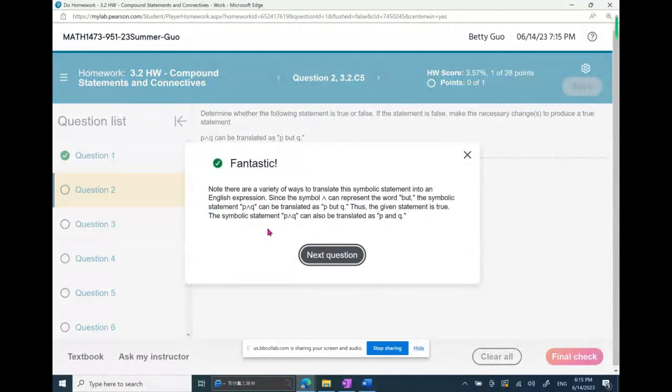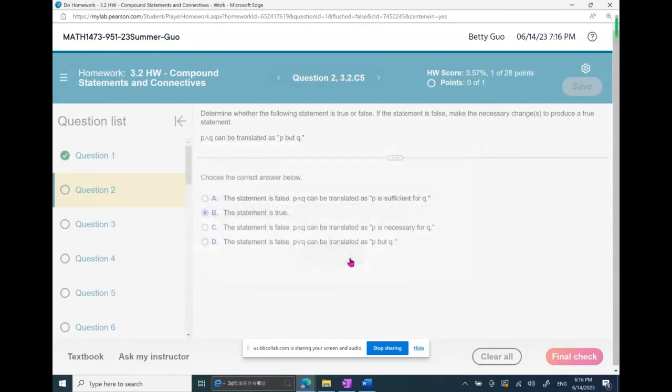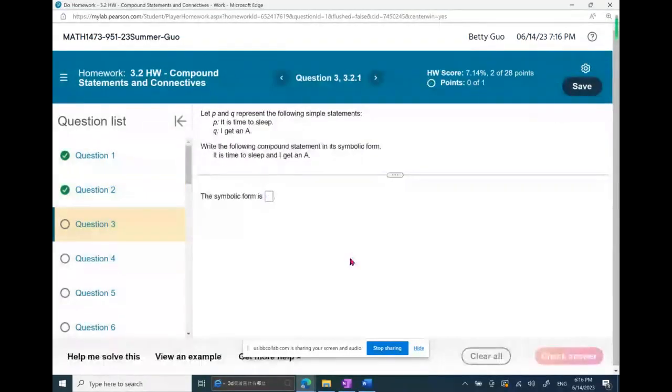Note there are a variety of ways to translate this symbolic statement into an English expression. Since the symbol and can represent the word but, the symbolic statement P and Q can be translated as P but Q. Thus, the given statement is true. The symbolic statement can also be translated as P and Q, or P yet Q, or P nevertheless Q. They all mean conjunction.